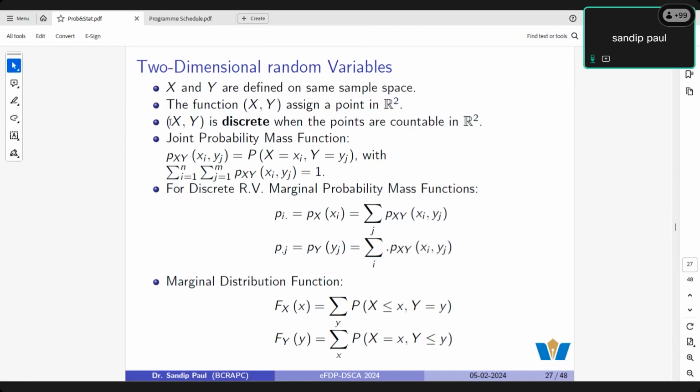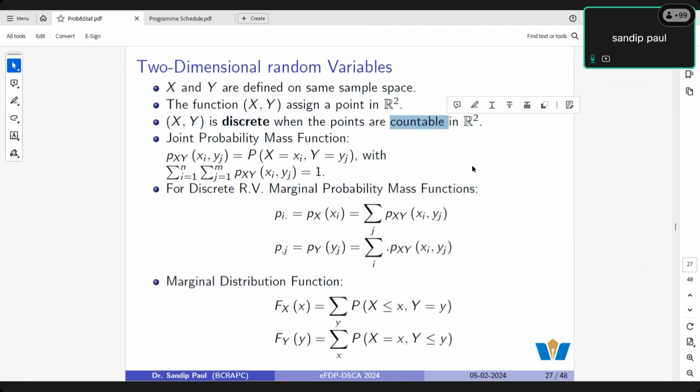So if x and y are discrete, if we count the number of points in that plane, it will be discrete. If there are an infinite number of points, or if you cannot count the number of points, it will be a continuous random variable. So here we have a discrete random variable, that means it is countable in the R2 plane.